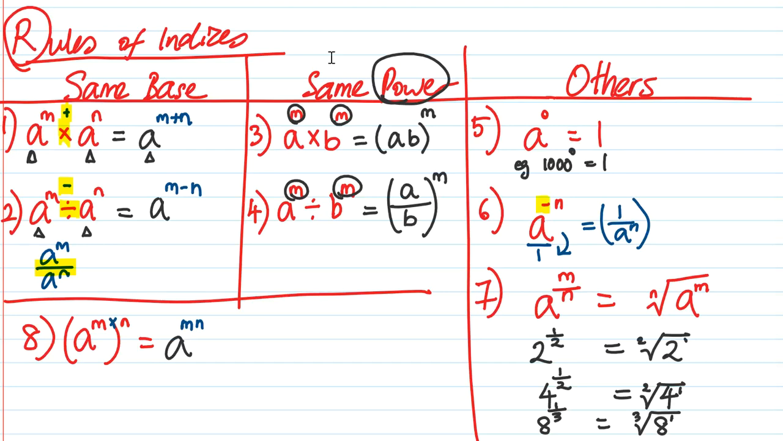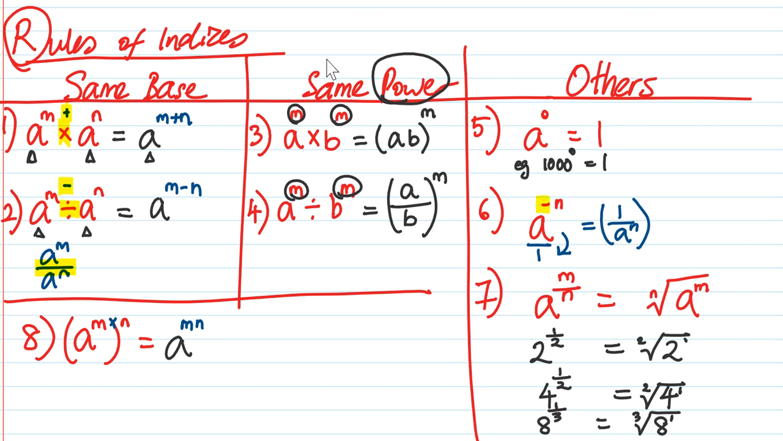Hi again, we have talked about the 8 rules of indices. And let's do a quick recap before we have some examples. The first rule is if they are of the same base, base a, and they multiply, we add the powers. So it's m plus n.